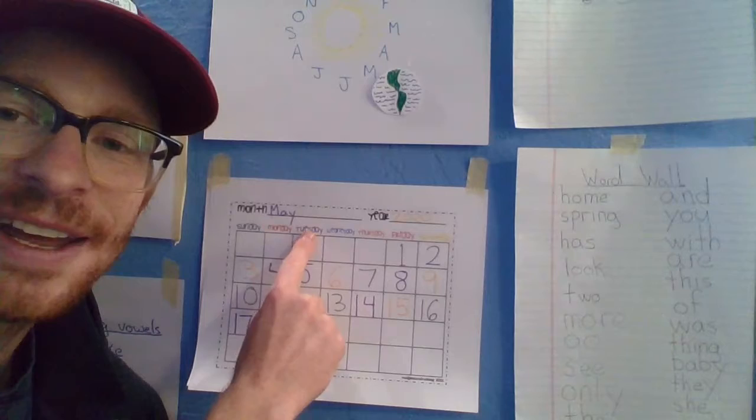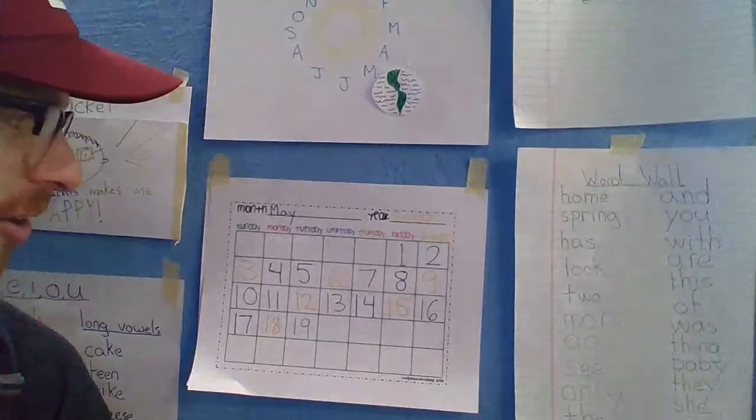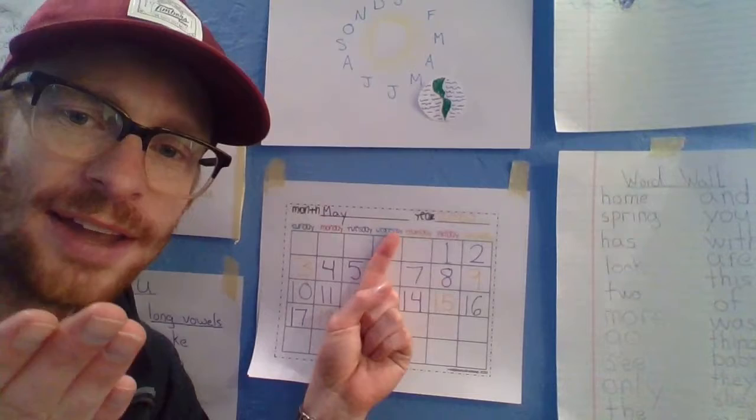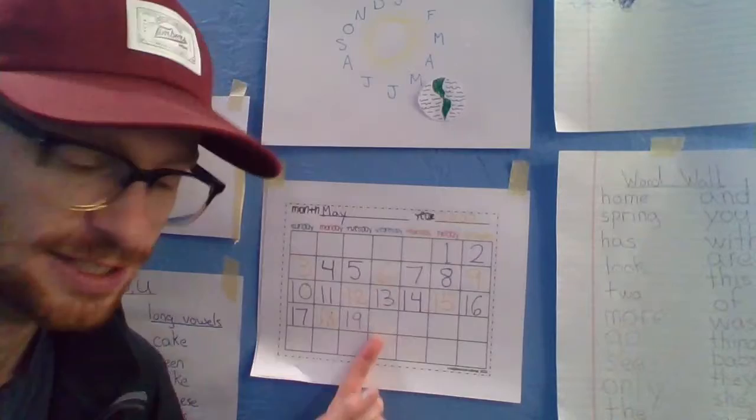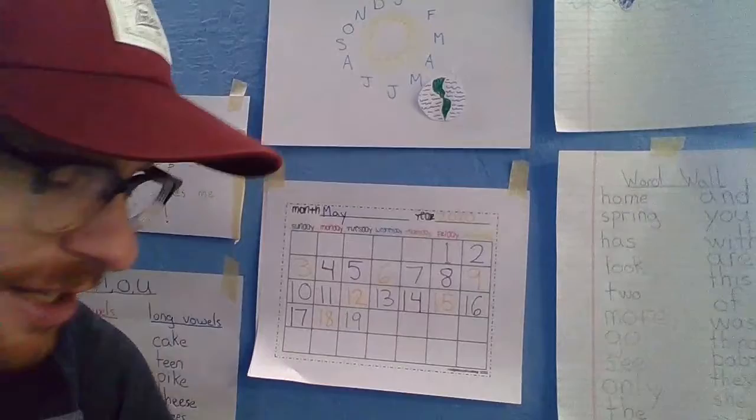That's the end. Okay, yesterday was Tuesday. So that means today is Wednesday. That's right. And yesterday was number 19. So that means today is 20. Very good. And yesterday was black, so today will be purple.